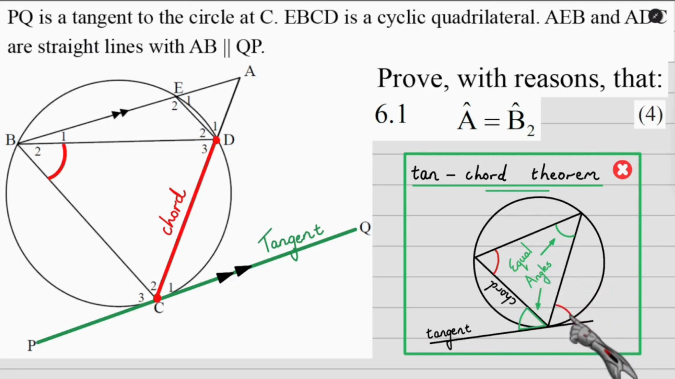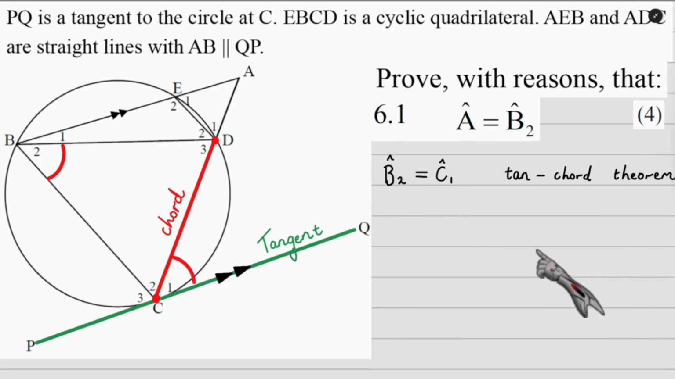And remember, it works both ways. I can use this angle between the tangent and the chord and follow that down to get this angle. So over here, I know that angle C1 will be equal to B2 because B2 is subtended by this chord, and the angle between the chord and the tangent will be equal to that angle. So I know that C1 is a red angle.